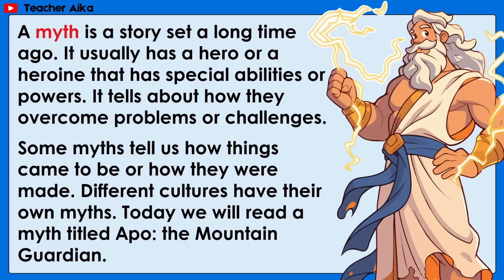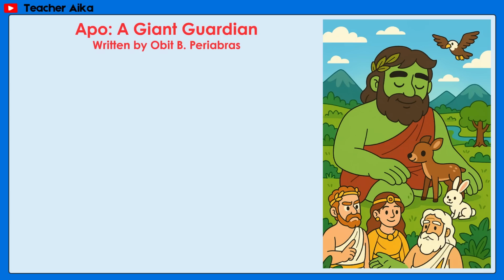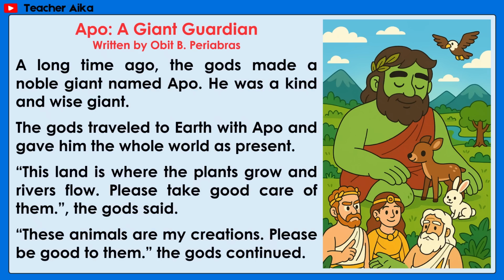Today, we will read a myth titled Apo, the Mountain Guardian. Apo, a Giant Guardian, written by Obit B. Periabras. A long time ago, the gods made a noble giant named Apo. He was a kind and wise giant. The gods traveled to Earth with Apo and gave him the whole world as a present.